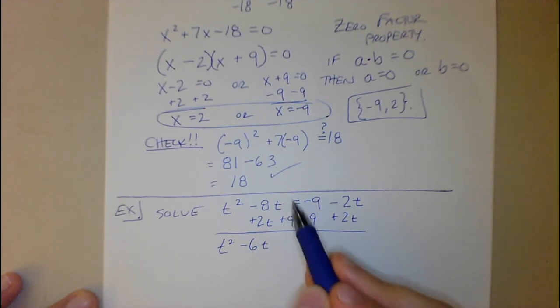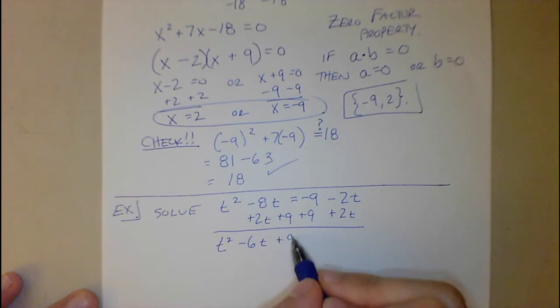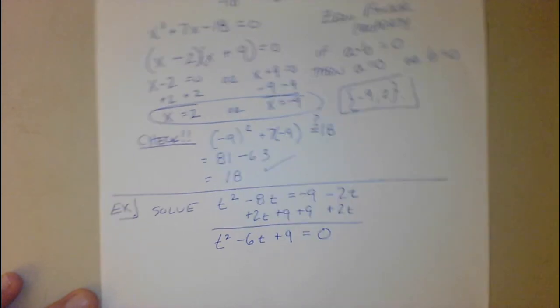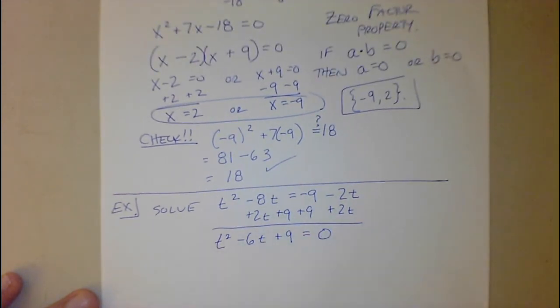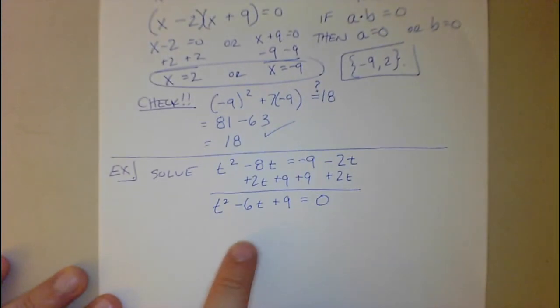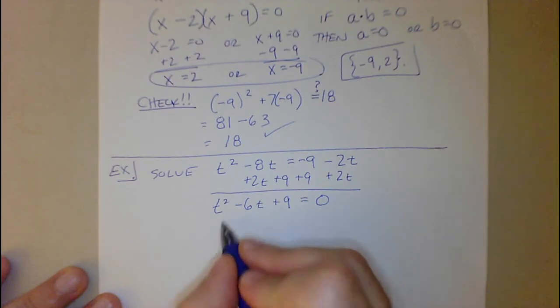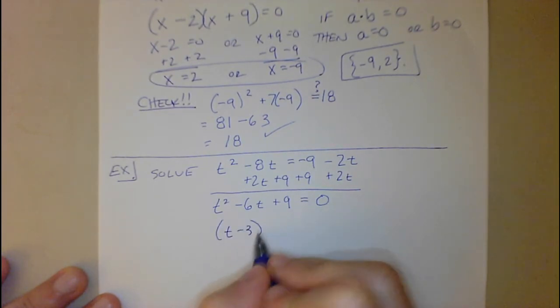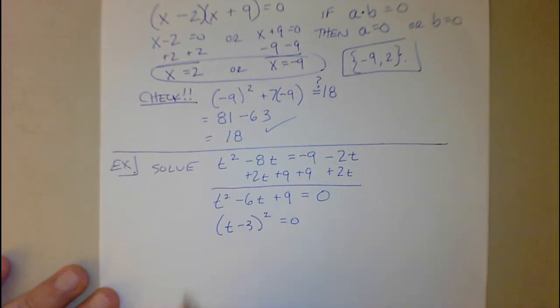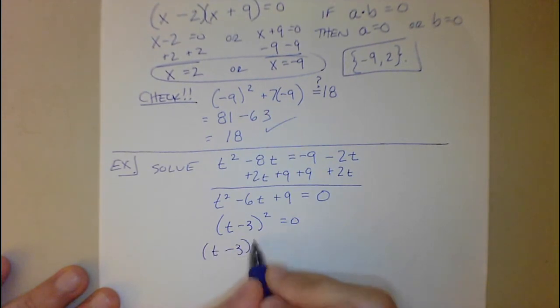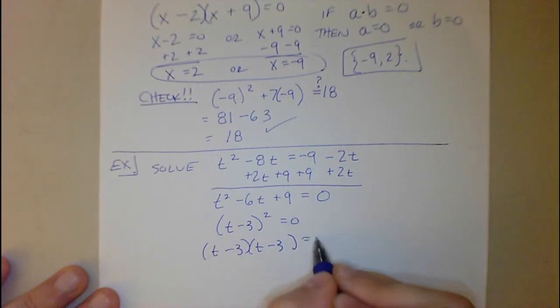There's no constant here. There's a 0 there, which I guess is a constant, but 0 plus 9 is 9. And that's set equal to 0. I moved everything that was on the right-hand side over to the left-hand side. Now, if you watch the video on factoring trinomials, you'll recognize this as a perfect square trinomial. This factors as t minus 3 quantity squared. Or in other words, t minus 3 times t minus 3 equal to 0.